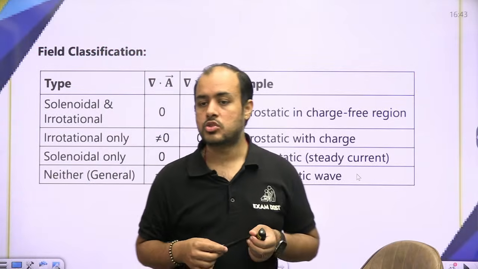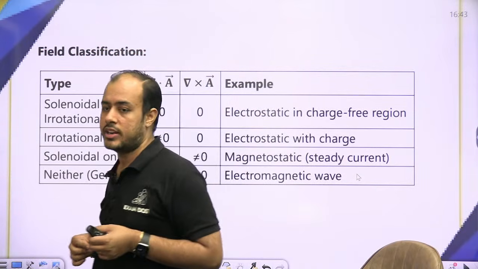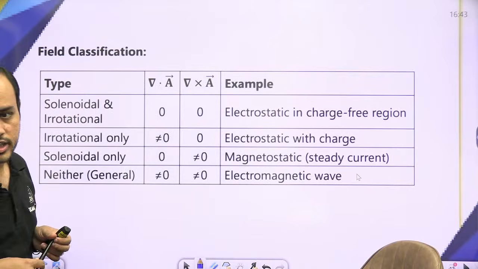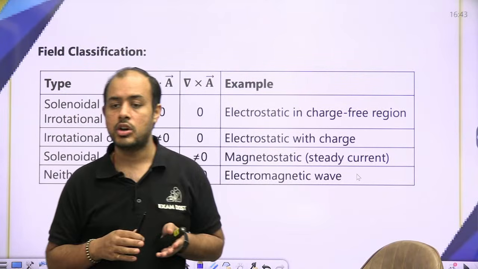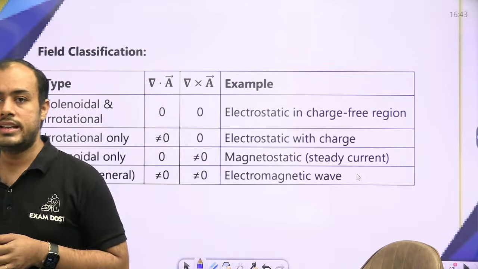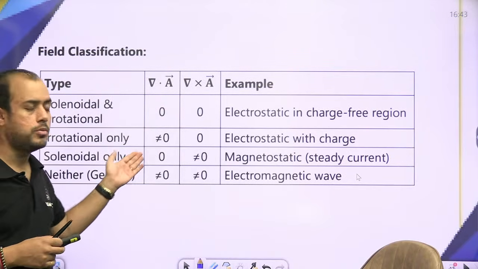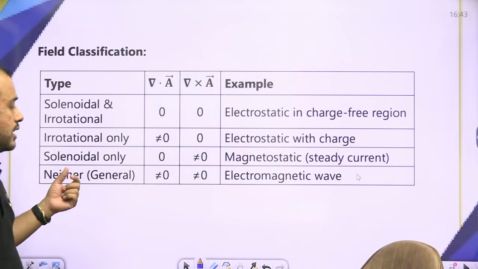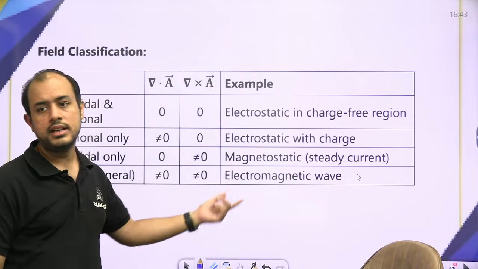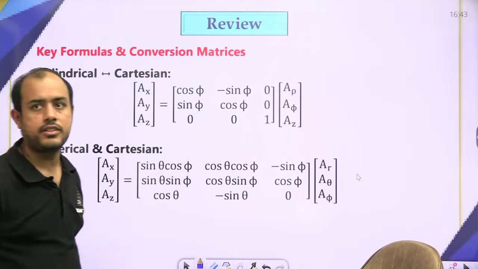Now beta we saw solenoidal and irrotational. Solenoidal माने divergence 0, irrotational माने curl 0. Irrotational only: divergence non-zero but curl 0. Only solenoidal: divergence is 0 but curl is non-zero. And neither solenoidal nor irrotational, that means both are non-zero. This is used in an electromagnetic wave.